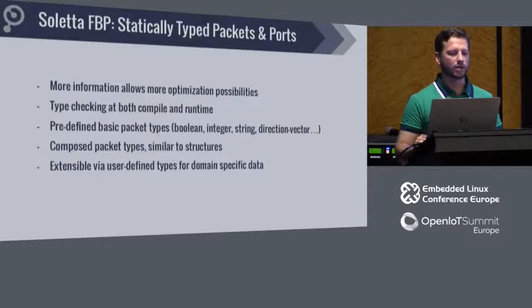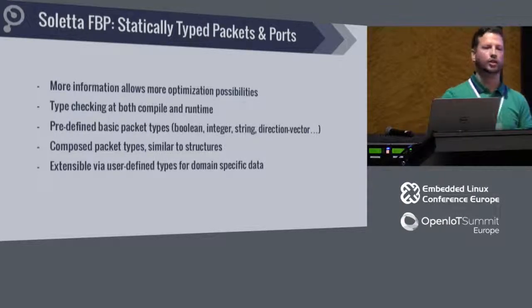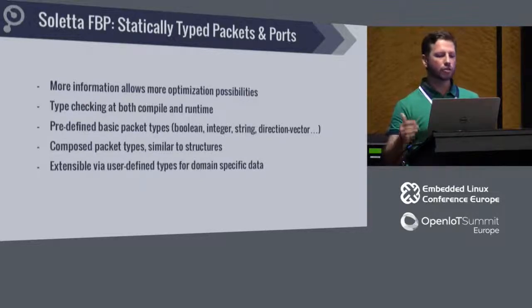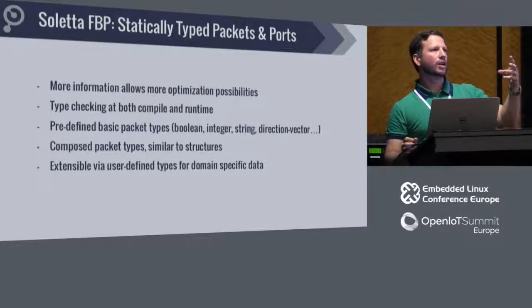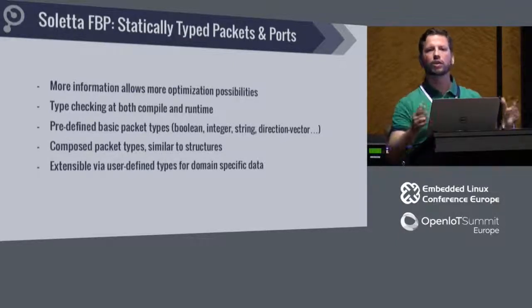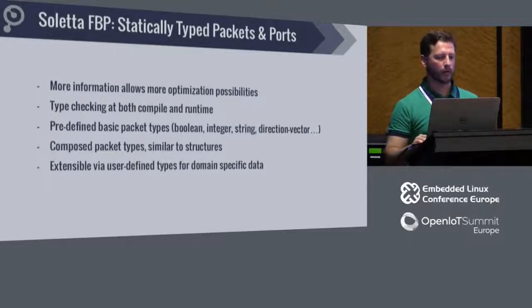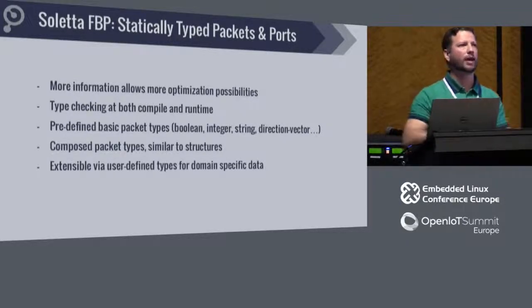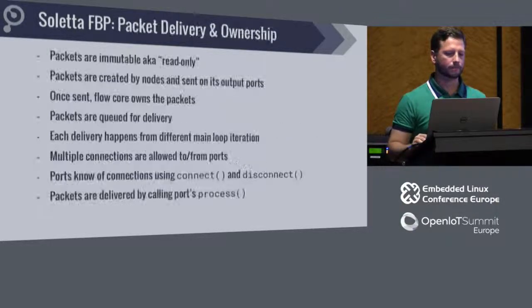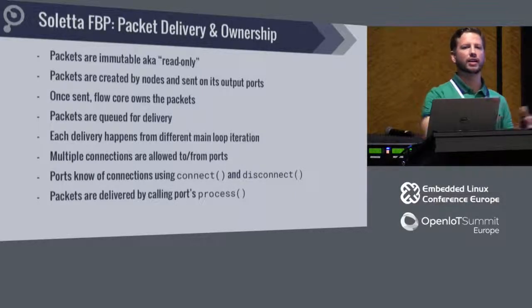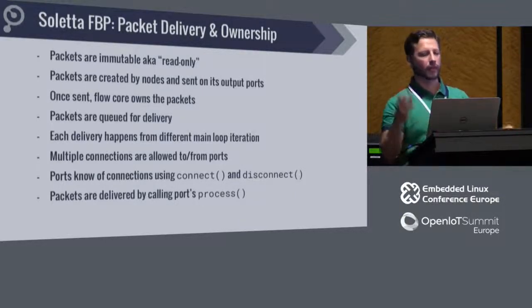We check at both. We have a series of predefined packet types, so Boolean, integer, string, direction, vector, color. But we also allow you to pack them in a single unit. So you have 3 integers and 1 string. That's okay. You can pack them together into composite packets. And of course, you can provide domain-specific packets like I have an image, I have a sound, I have a MIDI, things like that. You can create your own packet. You don't need to serialize an image to a series of color packets.